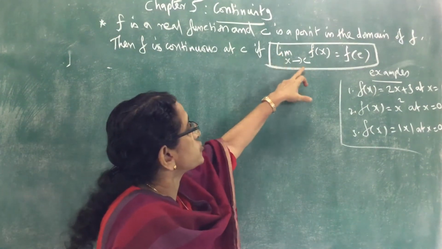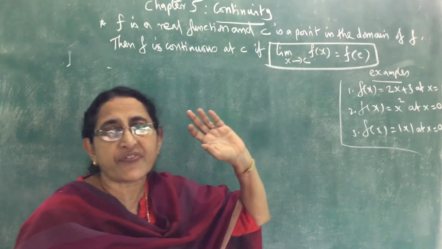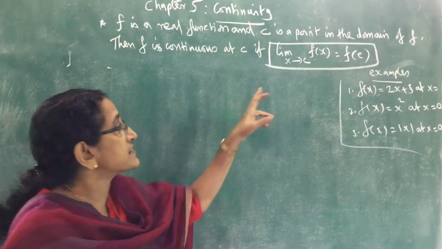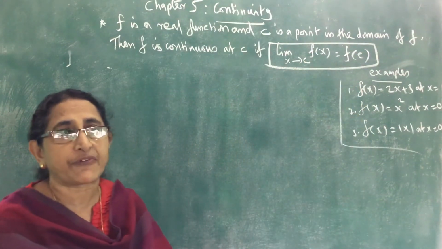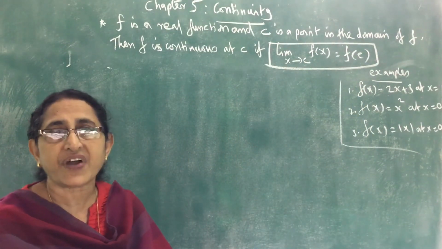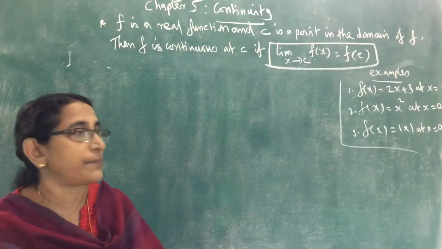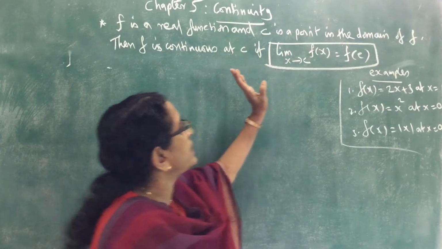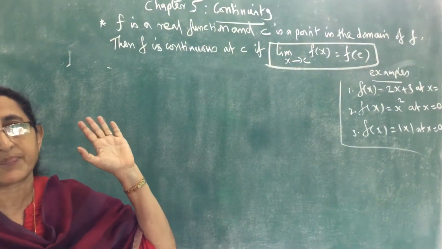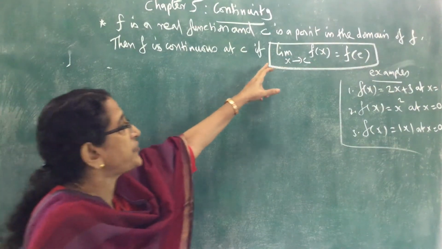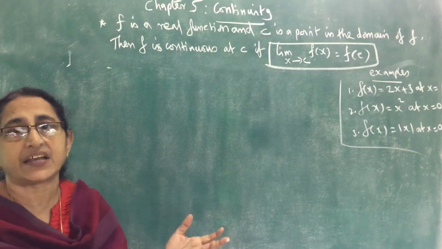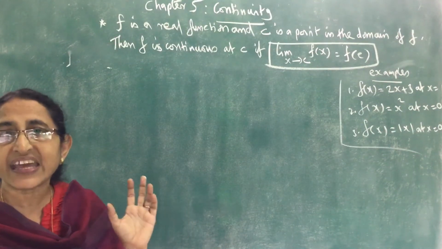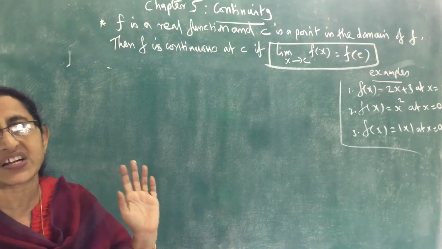Limit x tends to c f of x. That means the limit of the function f of x as x tends to c will be equal to f of c. F of c means the value of the function f of x at x equal to c. So if both these are equal, it is called a continuous function. Now a limit of a function exists only if left hand limit and right hand limit both exist and are equal. Then only the limit of the function exists.